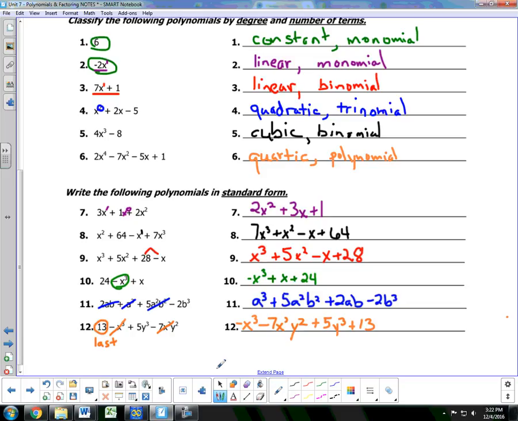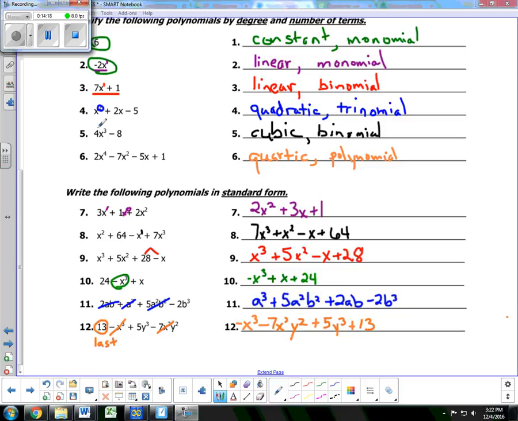And there it is. Okay, so, oh yeah, we do have a little more to it. But yeah, that is standard form.